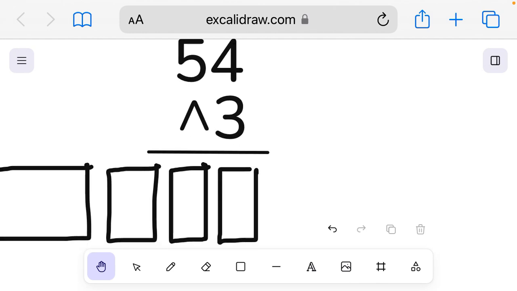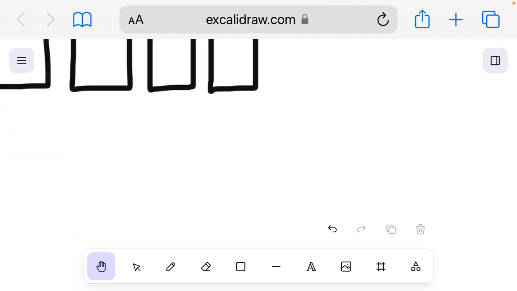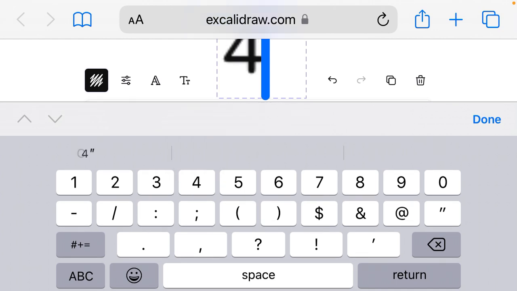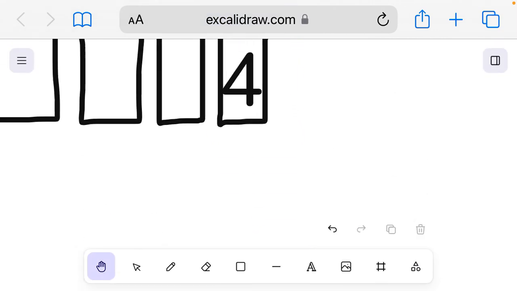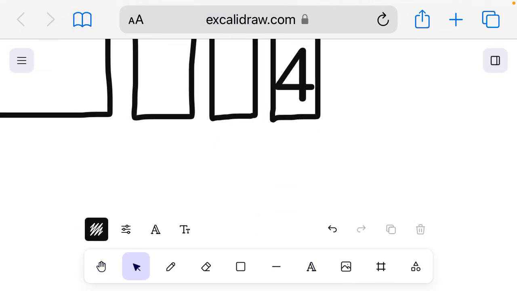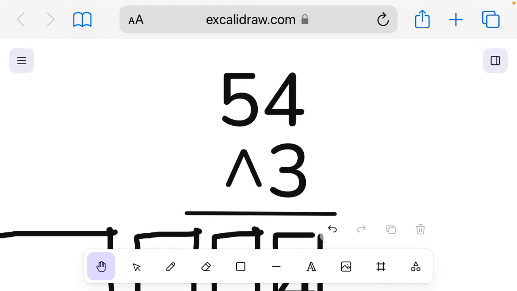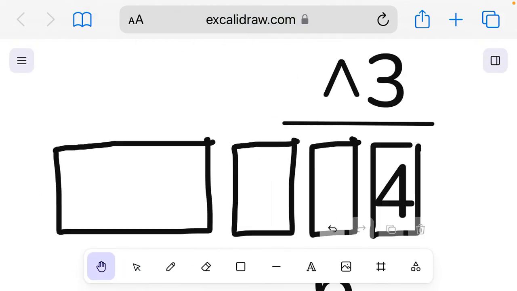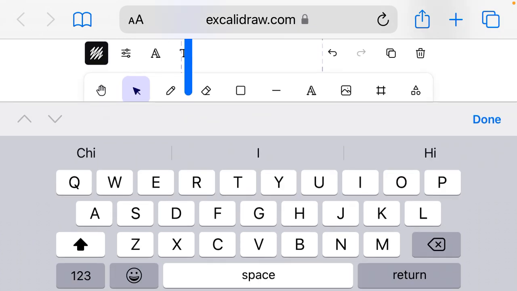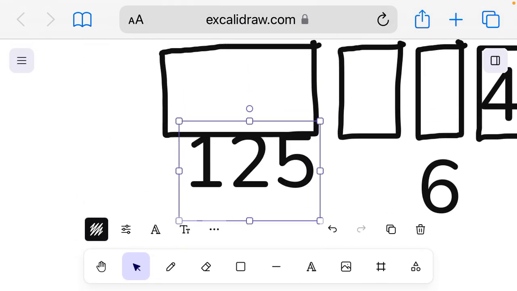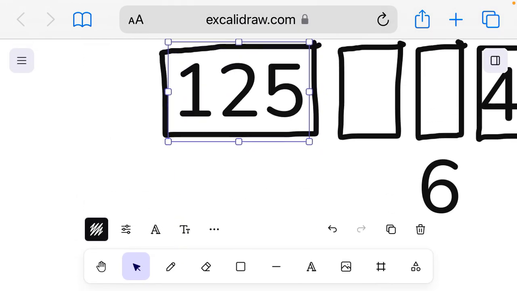So we have 4 cubed. It's a little bit different. 4 cubed is 64, but you keep the 4 and you carry the 6 under the second box. And then what is 5 cubed? 5 cubed is 125, so it goes here.